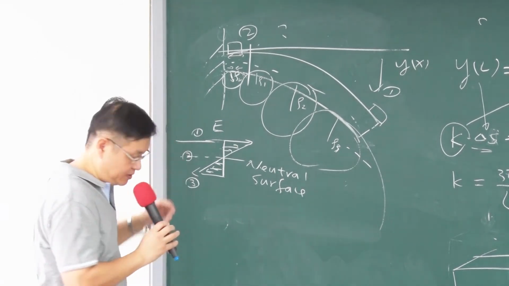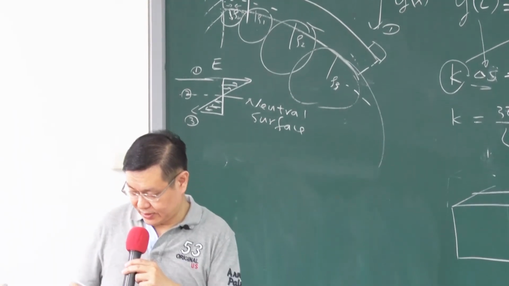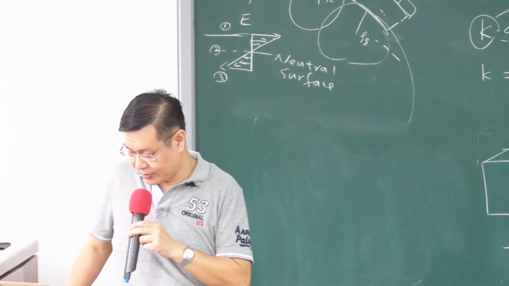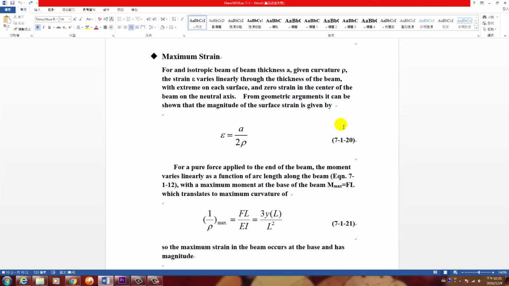If we put it on the top, the strain will be the highest. The strain actually equals the distance over the radius of curvature, and finally is a over 2ρ, where 1 over ρ is the curvature. Here a means the distance from the neutral surface to the outermost surface. This means half of the thickness of the beam, a over 2. So the maximum will appear on the top or bottom surface. So the maximum strain will be like this.